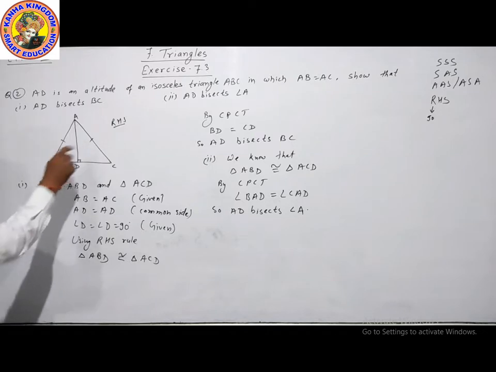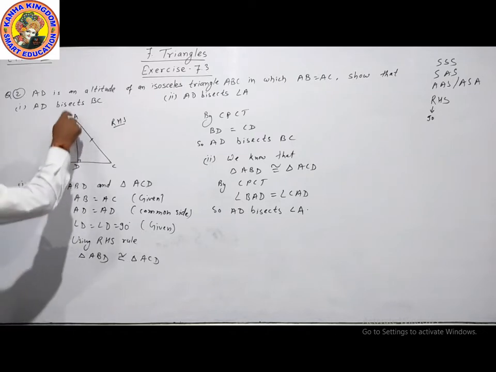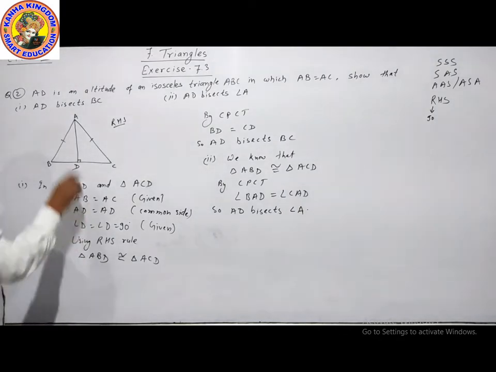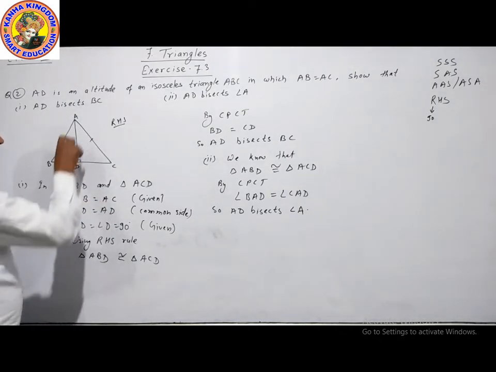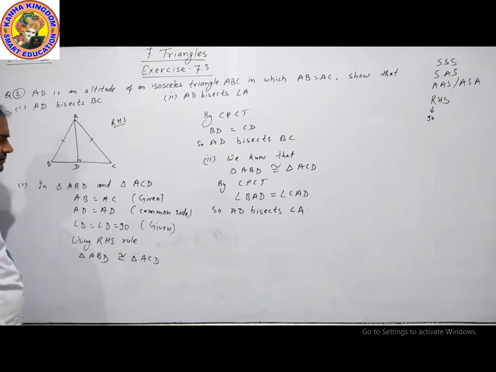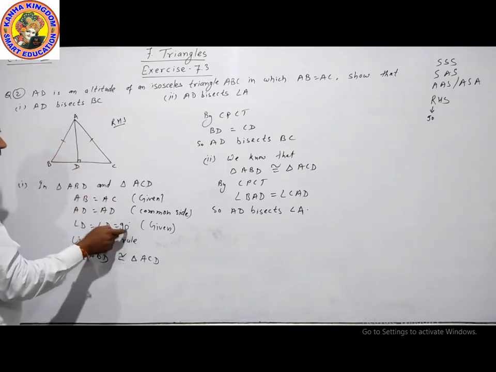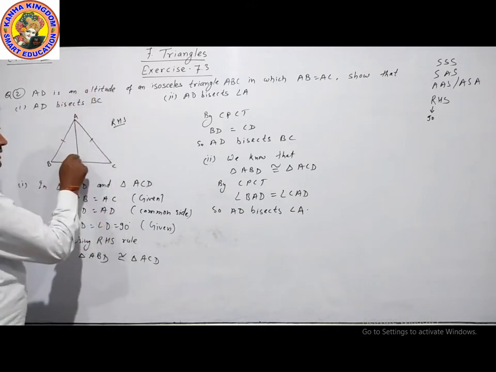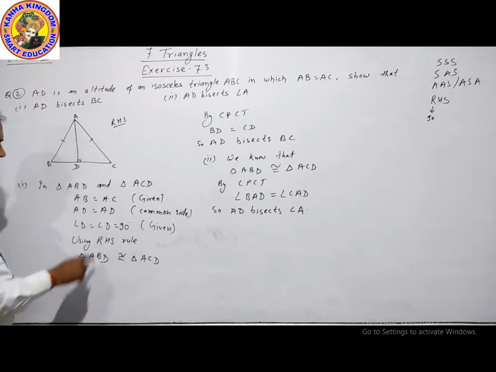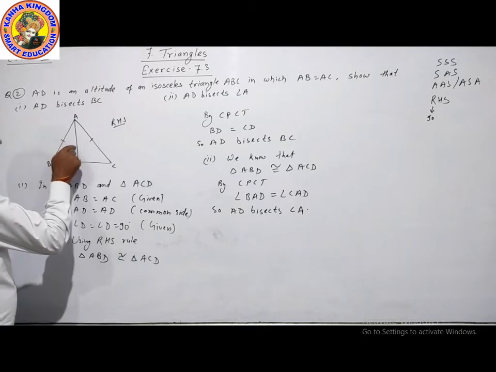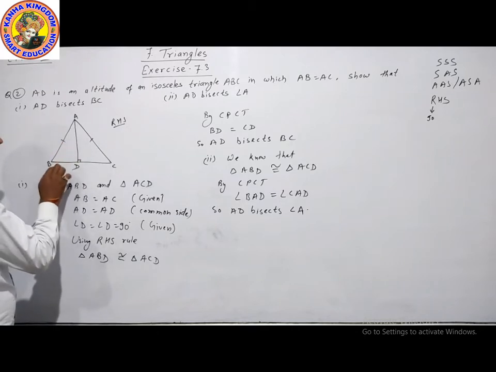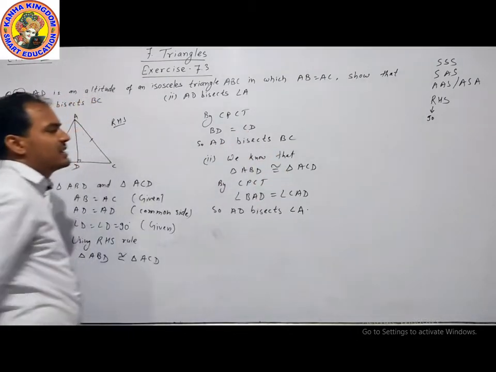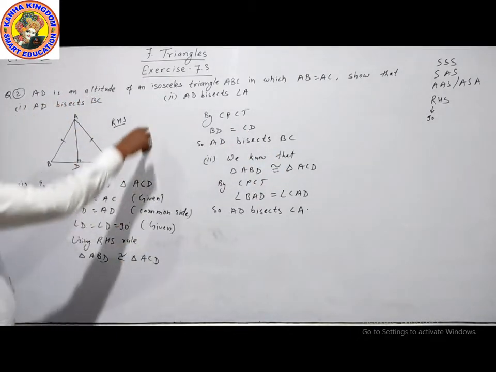Now take two triangles. First is ABD, second is ACD. Now given in the question AB is equal to AC. AD is our common side in both triangles. Angle D is equal to 90, given in the question, perpendicular altitude. So using RHS, right angle, hypotenuse and side, these two triangles are congruent. By CPCT, the third side is also equal. So BD is equal to CD. So AD bisects BC.